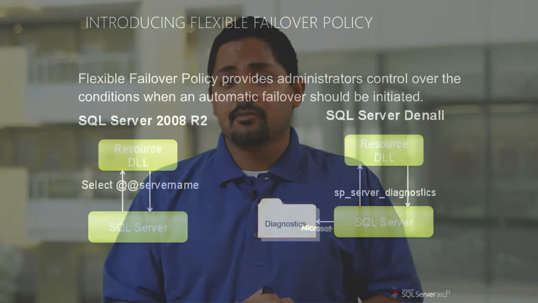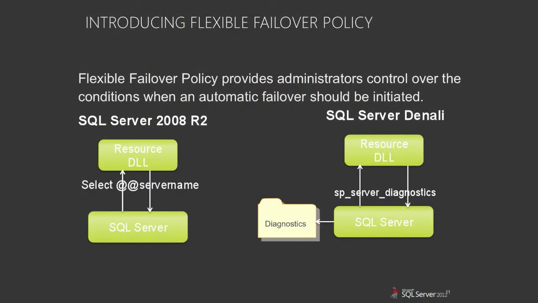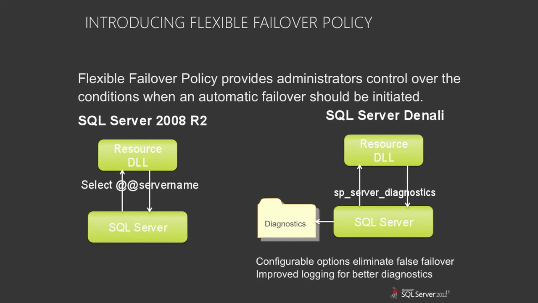We have improved this by having a stored procedure, sp_server_diagnostics, which is always running inside SQL Server, and it sends health information about SQL Server to the cluster. Health information such as, are there too many unresolvable deadlocks? Are there memory issues? Are there too many spin locks? You as a customer can then choose a value from 0 to 5 for what error situation you want a failover to happen. When do you want this automatic failover to be triggered?